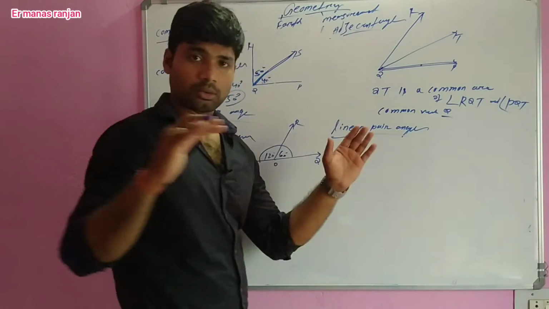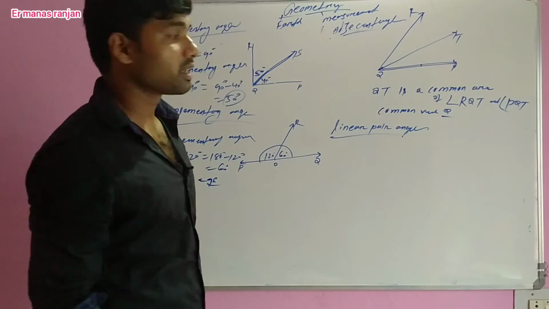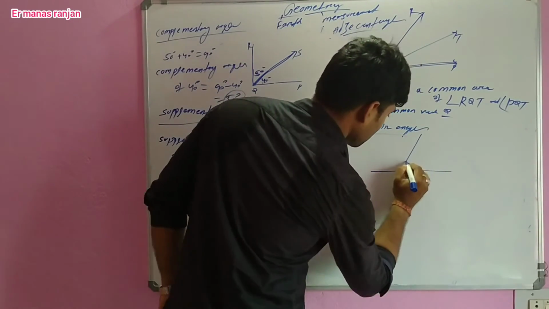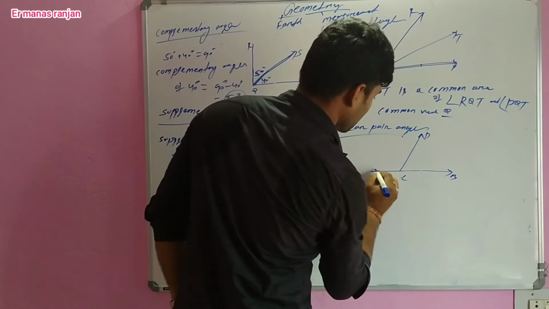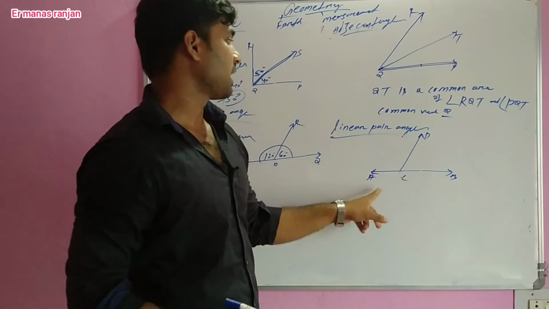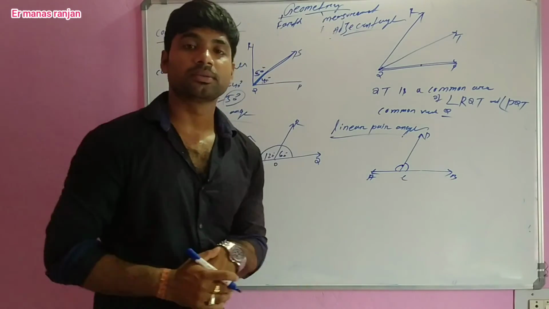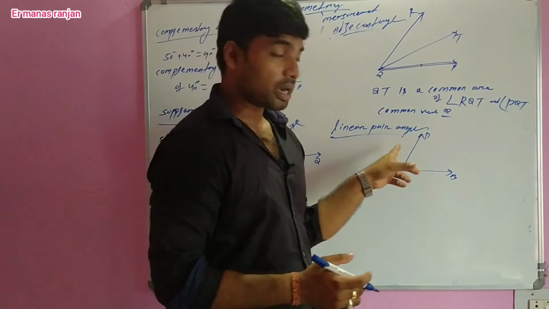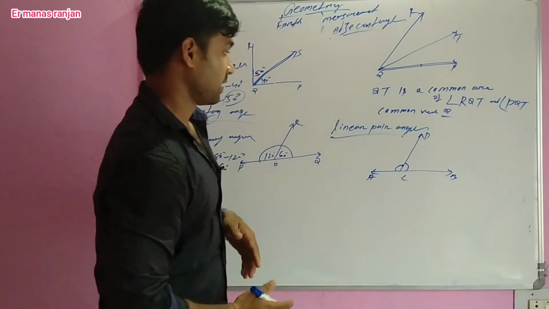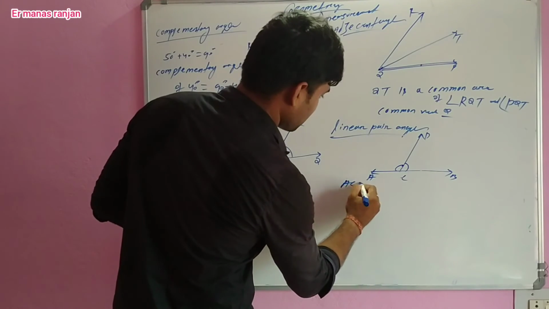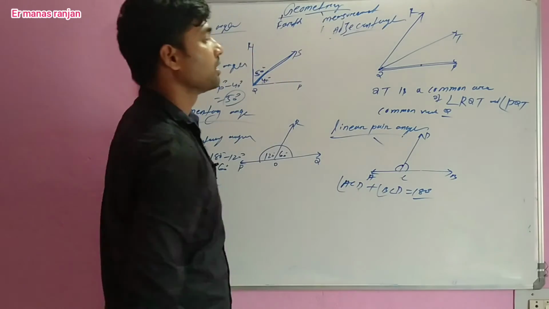Then linear pair angles. Linear means a straight line, 180 degrees. Two adjacent angles whose sum is 180 degrees. A, B, C, D: BCD and ACD are two adjacent angles, and their sum is 180 degrees. We can say they are linear pair angles. So ACD plus BCD equals 180 degrees because of the linear pair.